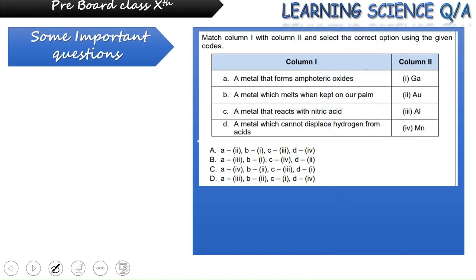Coming to the next kind of question that can be asked: match the following. Here we have to match column 1 with column 2 and select the correct option using the given codes. We have a metal that forms amphoteric oxide. We have many metals like copper, lead, tin, zinc. That means we have a long list of metals that can form amphoteric oxide. Amphoteric means they can react with both acid and base.